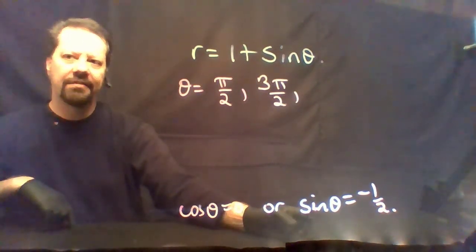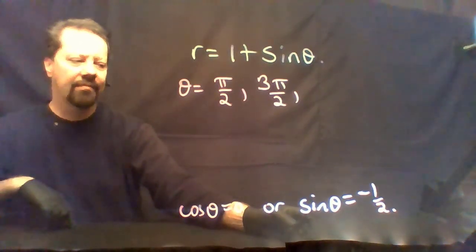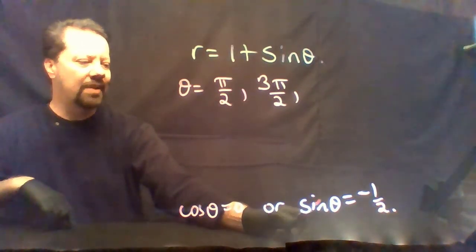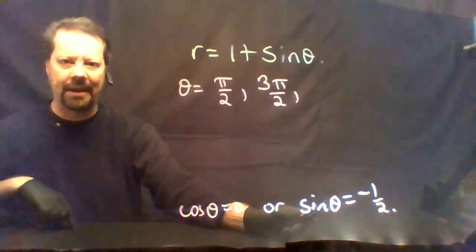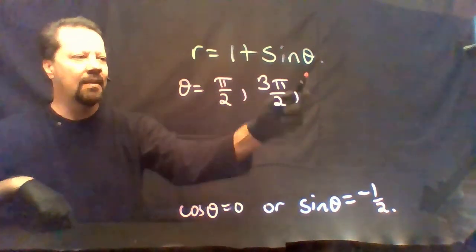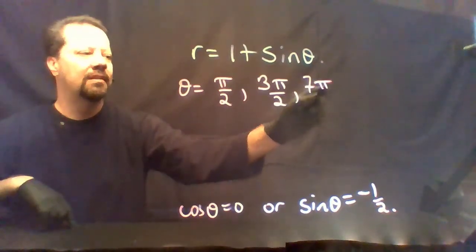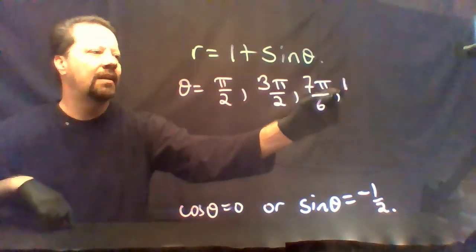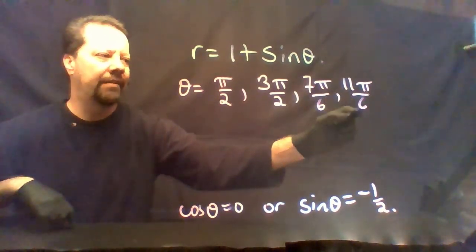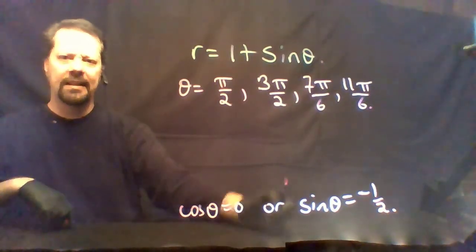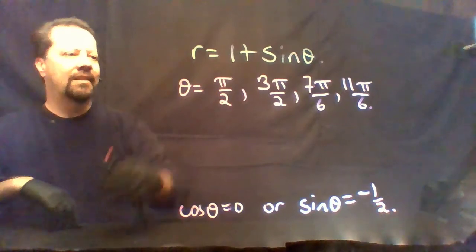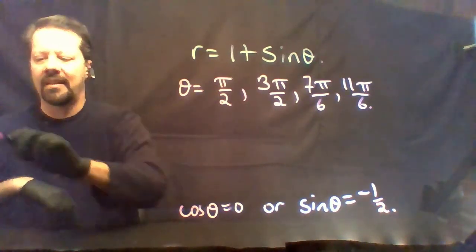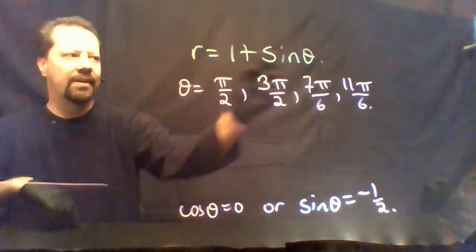Sine is negative in quadrants 3 and 4. So we're looking for a place where sine theta is negative 1/2. The reference angle will be pi over 6. That gives us 7 pi over 6 and 11 pi over 6. Let's see if this corresponds to what we would believe given this graph. This is a cardioid.